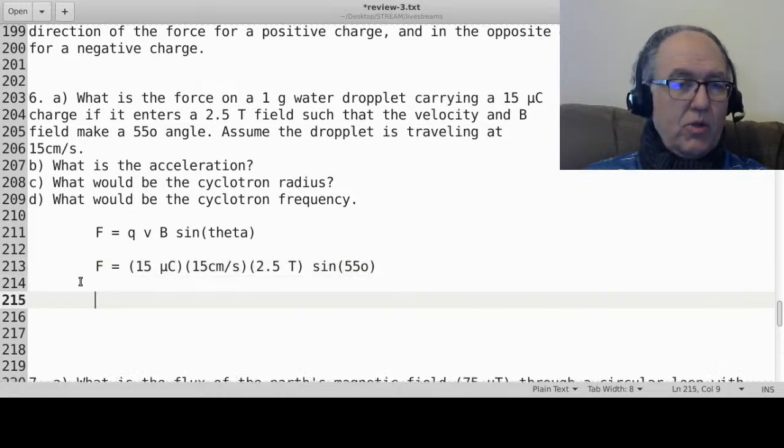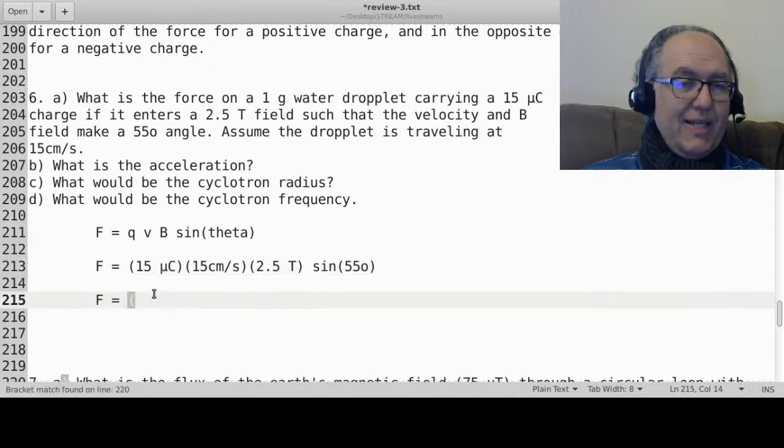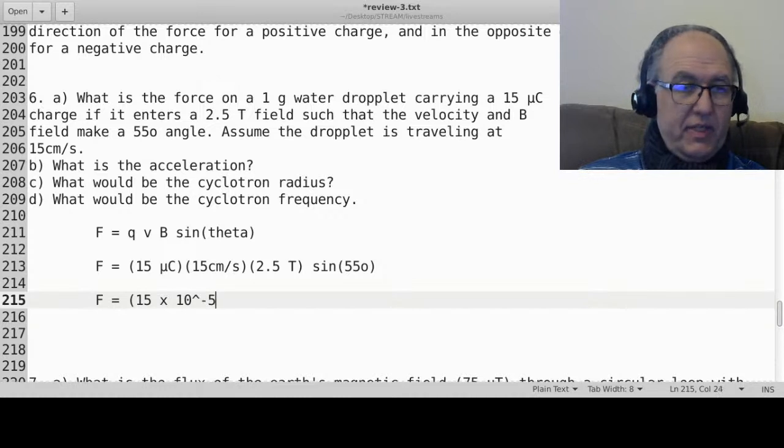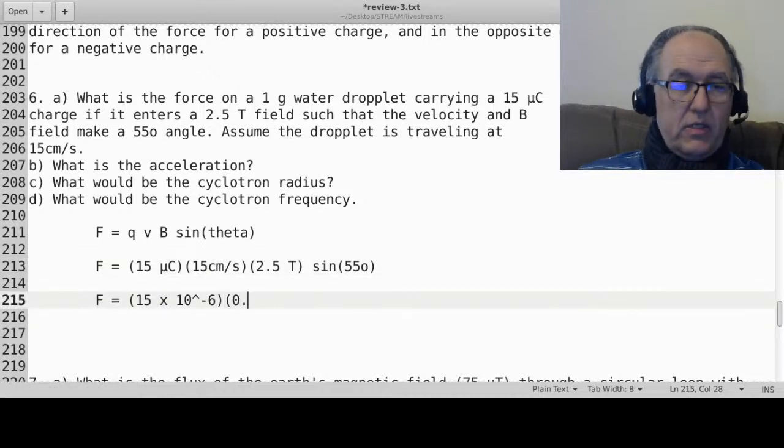Almost ready, except that we got to put everything in MKS. Micro is 10 to the minus 6, so we've got 15 times 10 to the negative 6 here. And we got to convert this to meters per second. Centimeter, divide by 100 to get meters, so that's 0.15 meters per second. And then 2.5 Teslas, that's already in MKS, and then we got to do sine of 55 degrees.